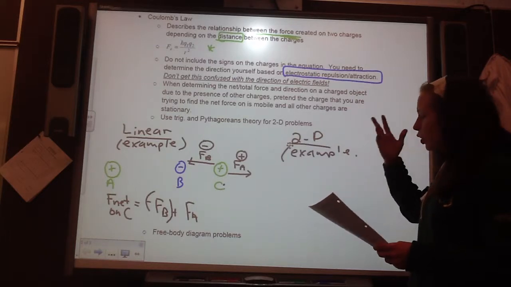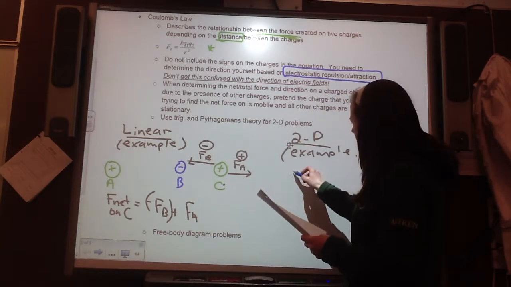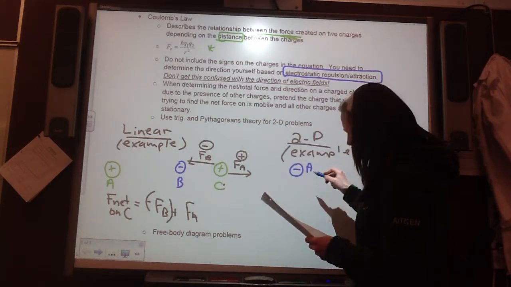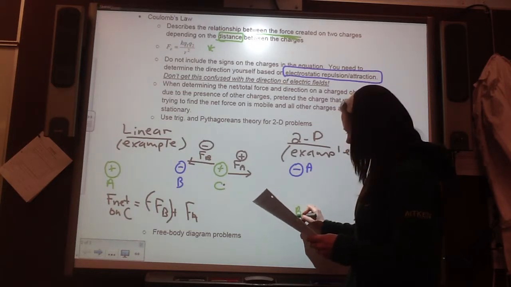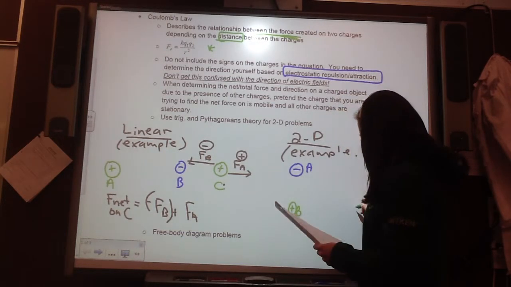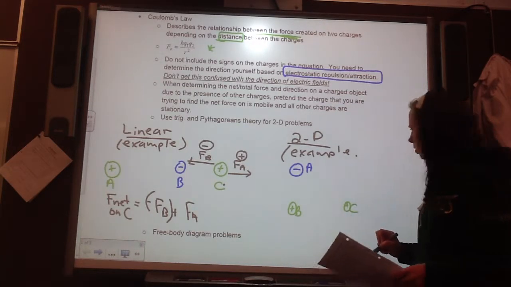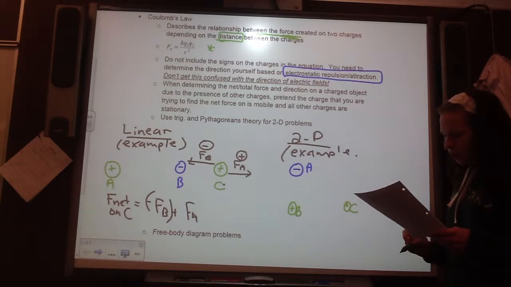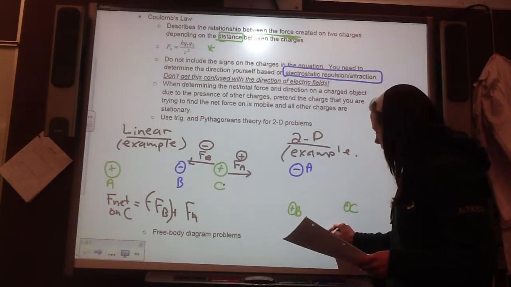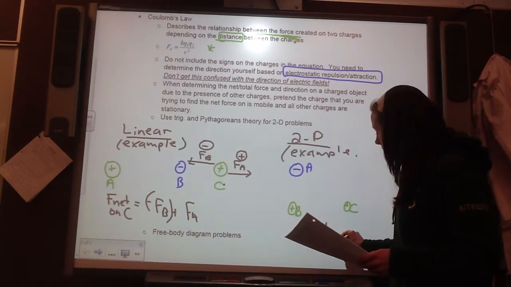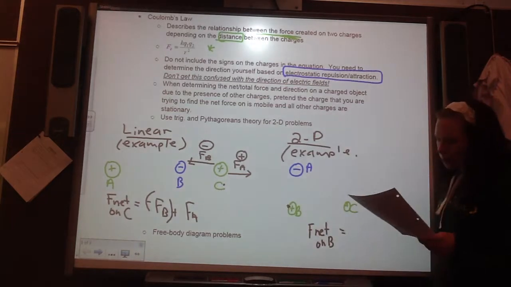Okay, so say we're doing 2D examples. I'm going to go with the same color theme here. Here's A, and let's put B here in the middle, and C is over here, and it's also positive. So what if the question asked me for F net on B? What's going on at B, at that spot?